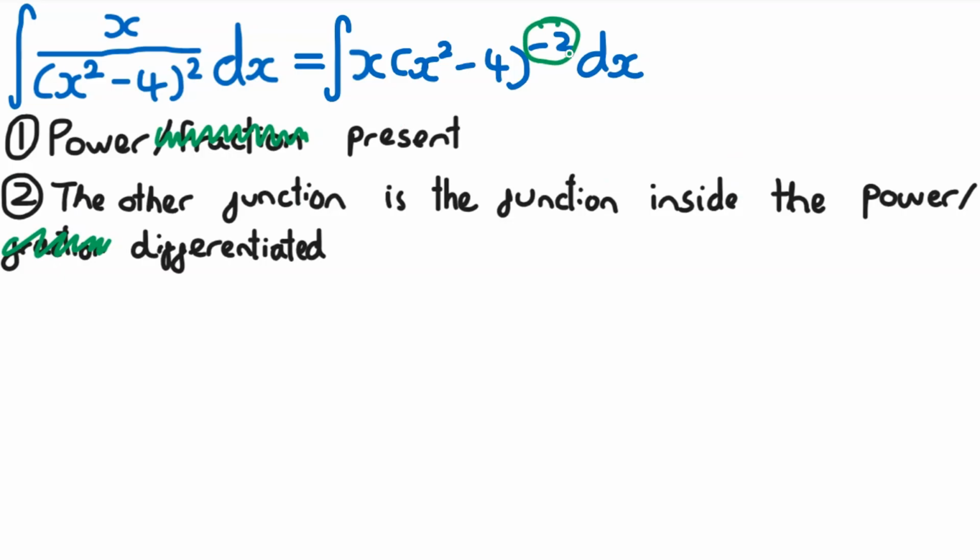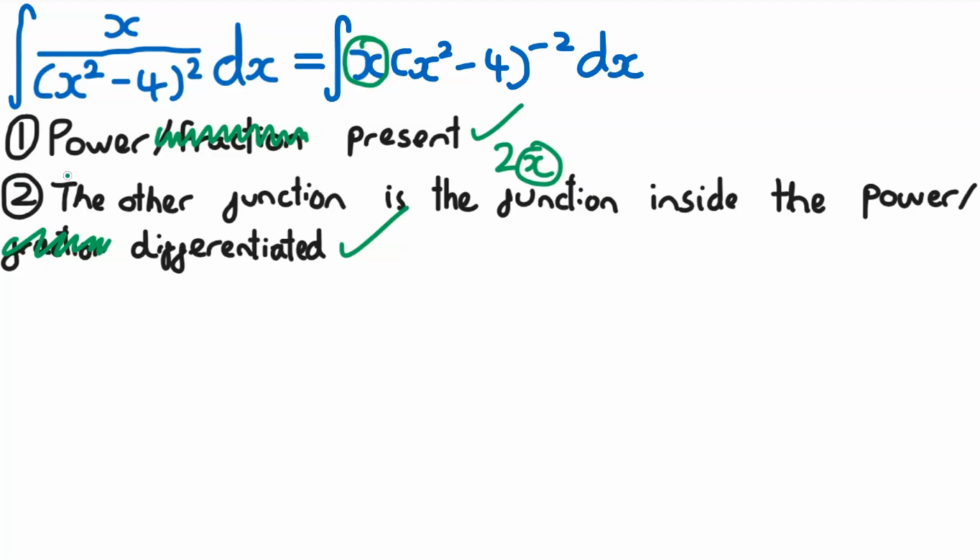So this minus 2 here is the power, so it's going to be this x squared minus 4. So if we differentiate this x squared minus 4, this minus 4 will just go away, and then x squared differentiated is 2x, and we can see that we have this x here like this. So we have both of the clues here, so therefore we're going to use the reverse chain rule.